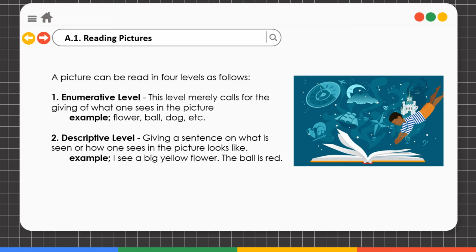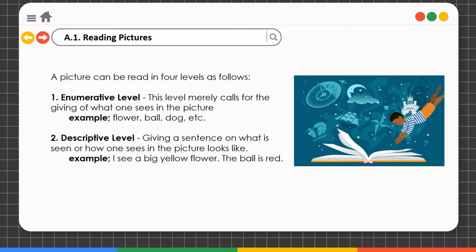Number 2, descriptive level. Giving a sentence on what is seen or how one sees the picture looks like. Learners can formulate sentences in describing the picture images. For example, I see a big yellow flower, or the ball is red.